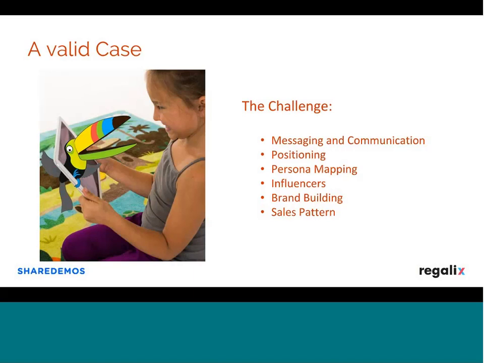Now I'll talk about a valid use case over here. Regalix, as an agency, was working with a group called Wellspun. Wellspun is a $3 billion company. They are into textile, power, and a lot more. And we were working with a textile brand of theirs.